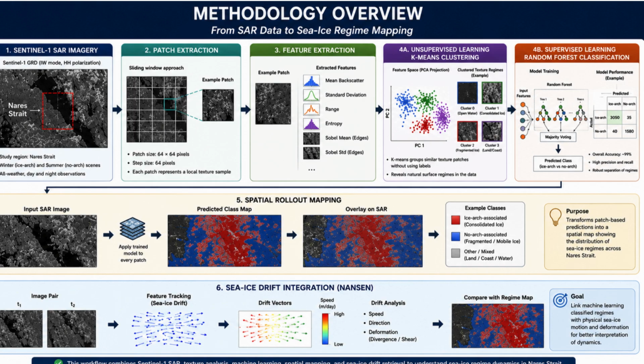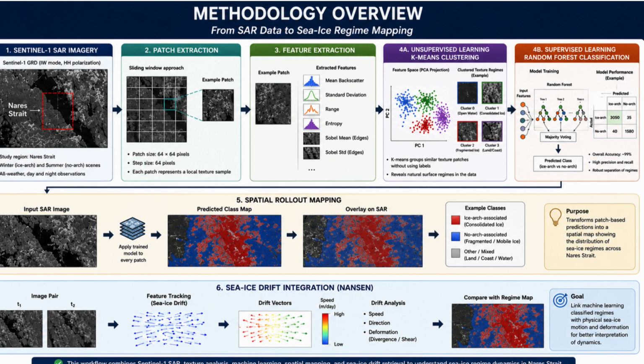The project combines remote sensing, patch-based texture analysis, unsupervised and supervised learning, spatial rollout mapping, and sea ice drift retrieval to explore how AI methods can be applied to Arctic cryosphere research. In the rest of the video, I will walk you through the code for my project. The project uses the imagery over the Nares Strait to classify the textures.